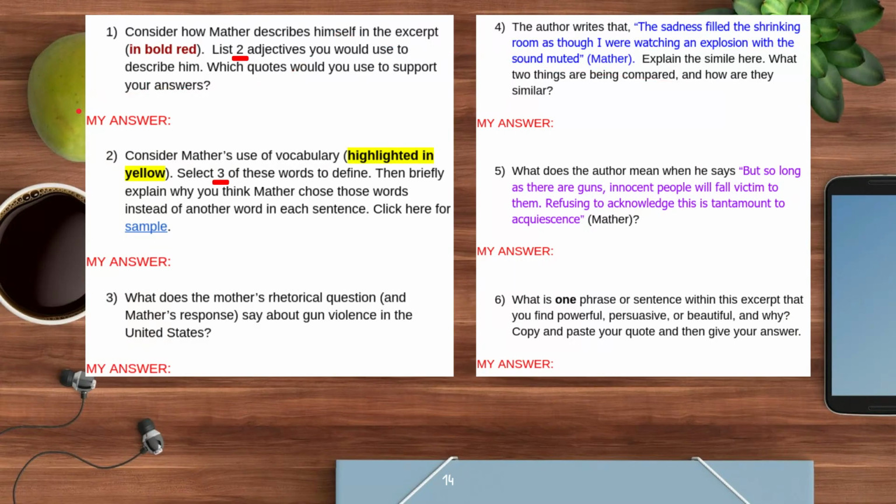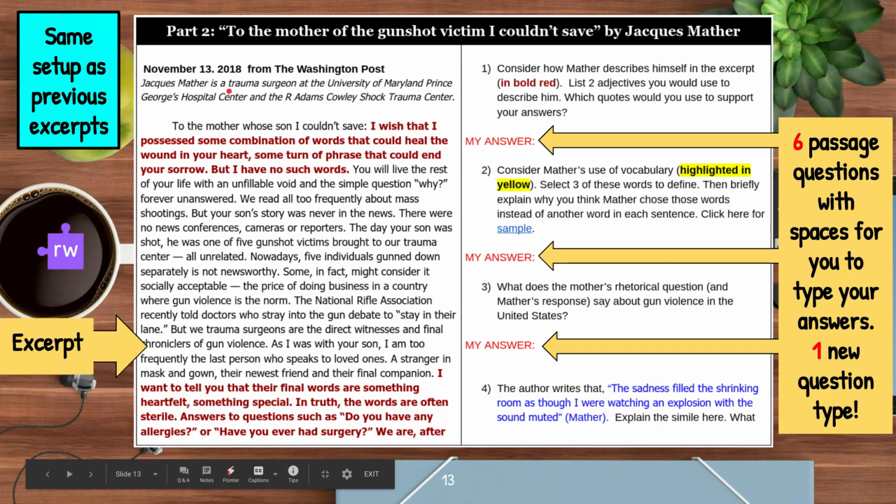So if you take a look at each of these questions, first, number 1. It says, consider how Mather, the author of this article, let me go back a second. You're going to read this article that was published in the Washington Post, and it was called To the Mother of the Gunshot Victim I Couldn't Save by Jacques Mather. If you take a look at this information here, Jacques Mather is a trauma surgeon at the University of Maryland Prince George's Hospital Center and the R Adams Crowley Shock Trauma Center. So this is a doctor who deals with gunshot victims all the time, and he wrote kind of an opinion piece.